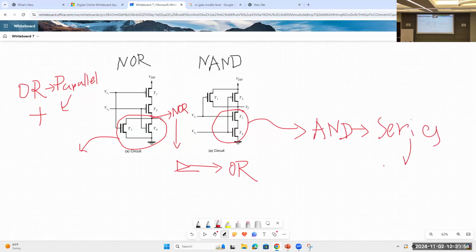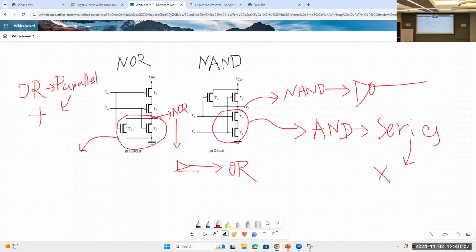This is series connection, and this is multiplication operation. From this circuit we got the inverted value. I mean, we get NAND, and from here if you want to get AND, you just need to add an inverter. Then you will get AND, and you can observe another thing.